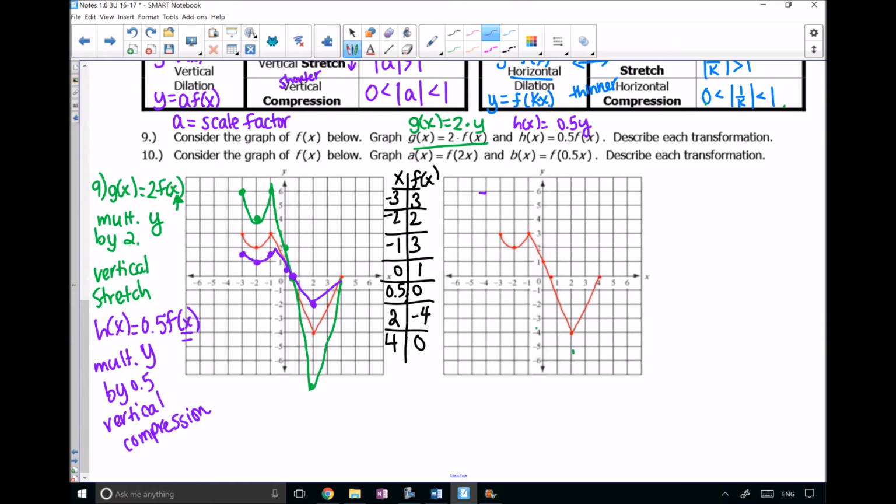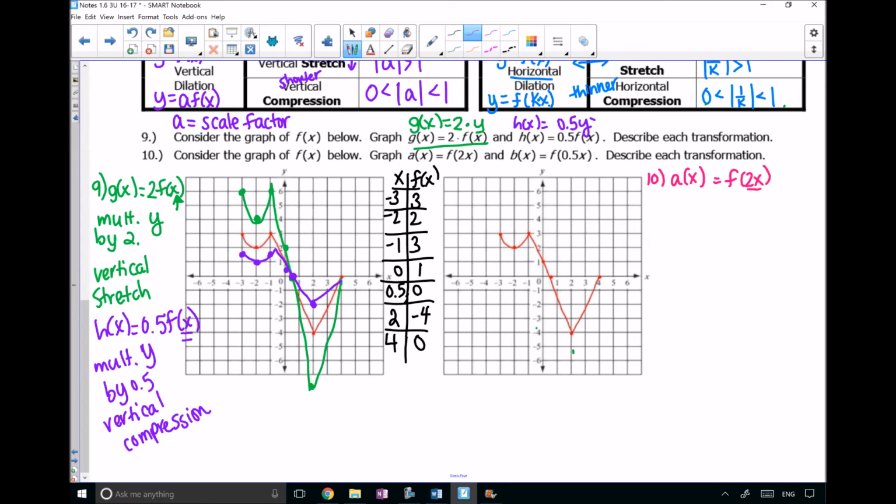Alright, this is the hardest part of the entire video, so pay extra close attention right here. So number 10, consider the graph of f of x below. We already considered it. We got our list of values. And the first thing we need to do is graph a of x equals f of 2x. So this time, we'll write a of x equals f of 2x.